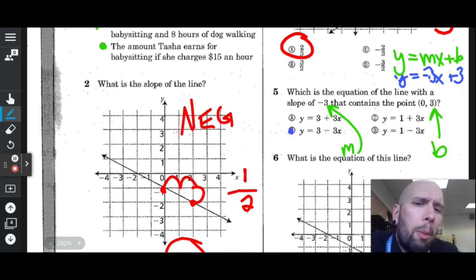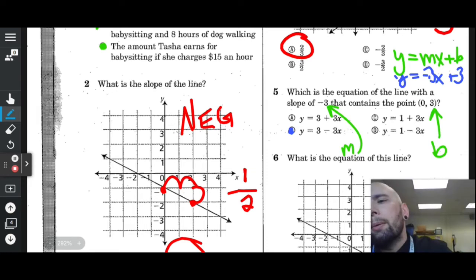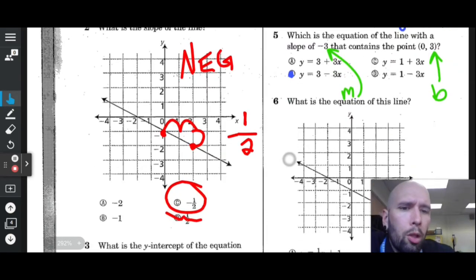And I don't know why they put it backwards. I mean, it's not wrong. It's just backwards. Don't like it. Don't like it at all.